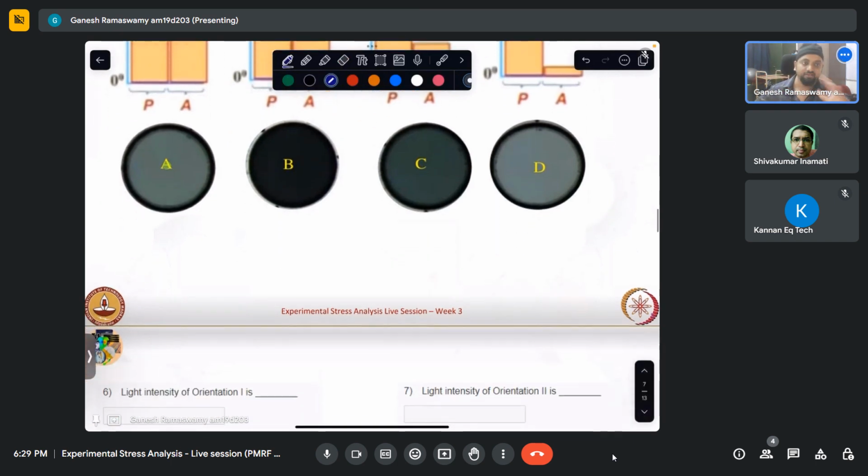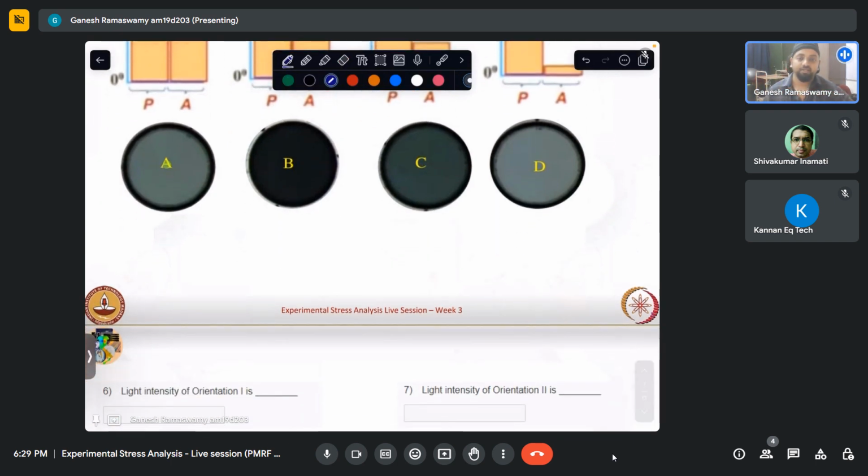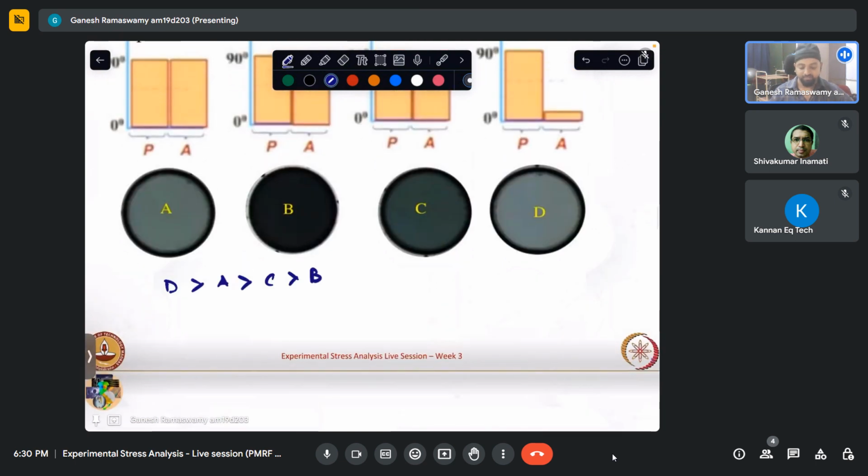Brightness is a qualitative term. I just mean how much light is coming. So we are just trying to measure that qualitatively. So D is brighter than A, which is brighter than C, which is brighter than B, and we are able to see B is totally dark. So this is the decreasing order of brightness.